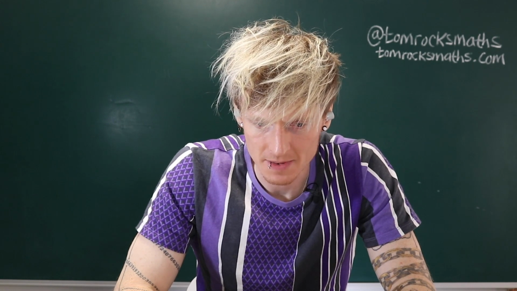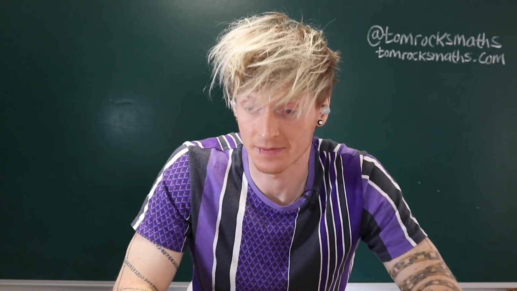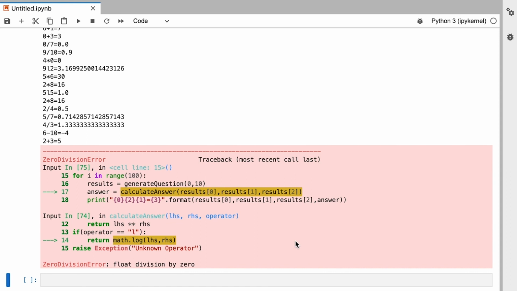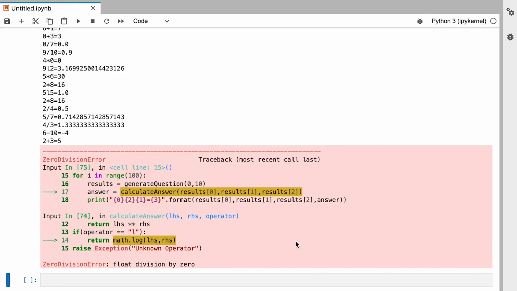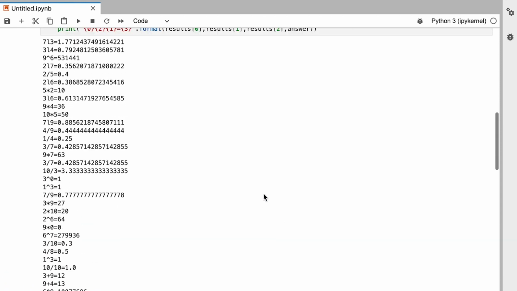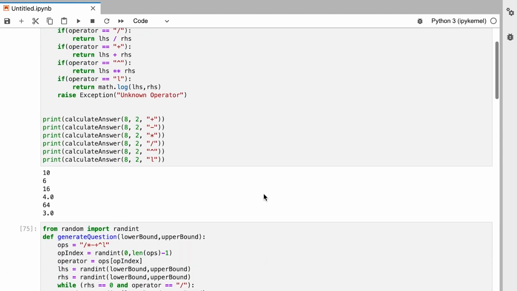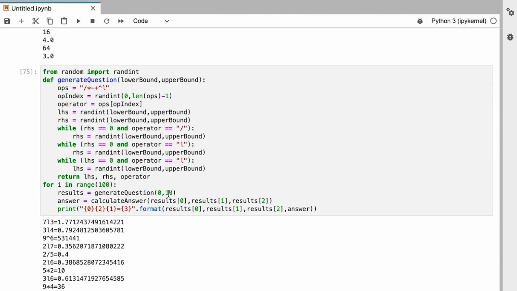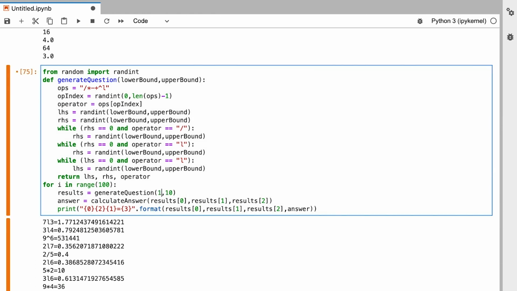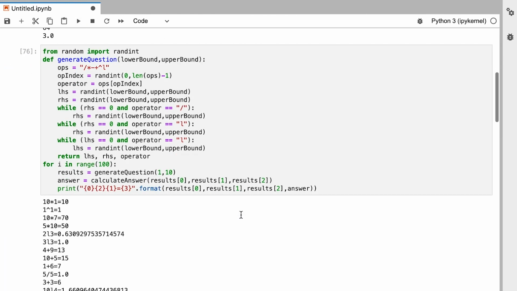Okay, so I've got these things happening. This is all okay. Oh, I've spotted an old error. This isn't good. Float division by 0. Oh, this doesn't sound good. Why was there a zero division error? Because I had that from 0 to 10. What if I had it from 1 to 10? Will that now run? Okay, good.